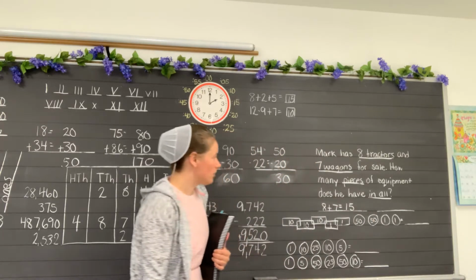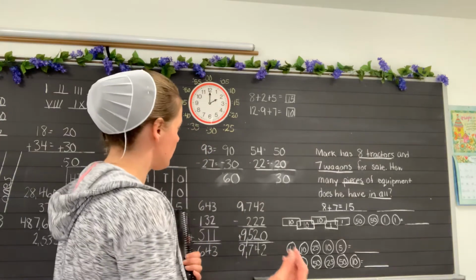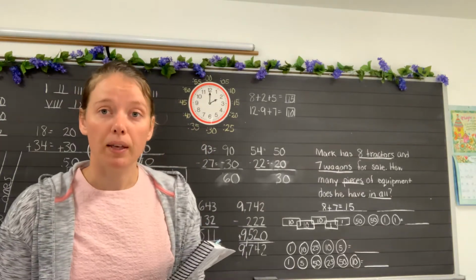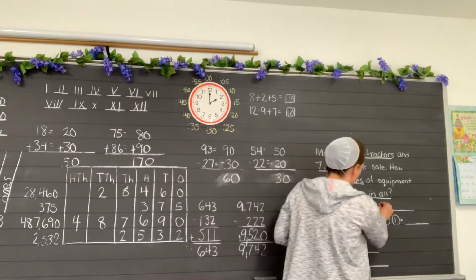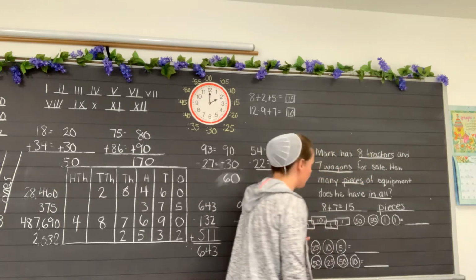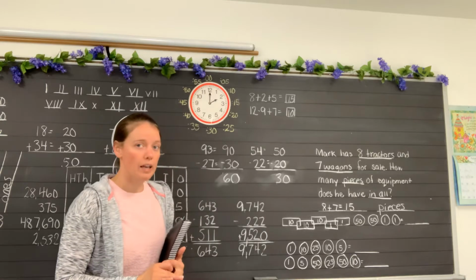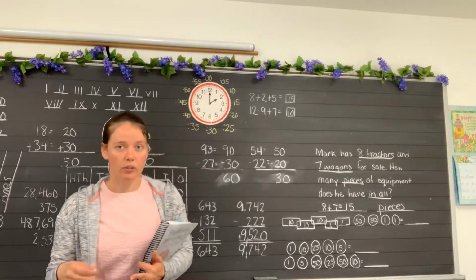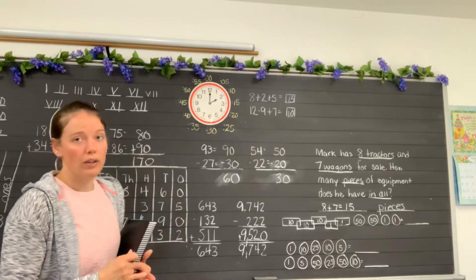Okay, so would it be 15 tractors or 15 wagons or 15 pieces? Well, it's asking how many pieces, right? So we need to write pieces then for our label. So we'll put pieces right in here, like that. Okay, so take time to think through your story problems really carefully. Make sure that you get the right label in, and think carefully through them.